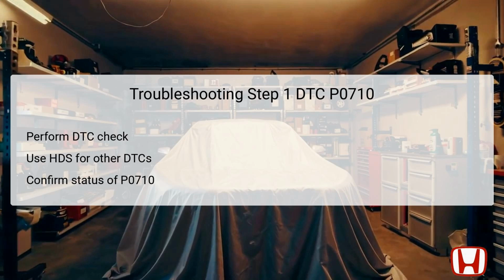Confirming the status of P0710 is critical, as it could reveal additional errors that could help narrow down the issue. If additional DTCs are present, it is prudent to address those before continuing with P0710 diagnostics. If no other DTCs are indicated, proceed to the next step in the troubleshooting sequence. This comprehensive understanding of DTC status lays the foundation for effective repairs and maintenance.